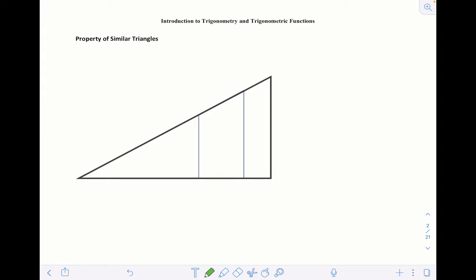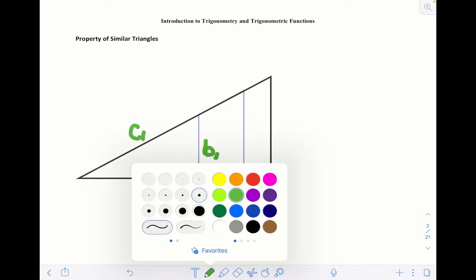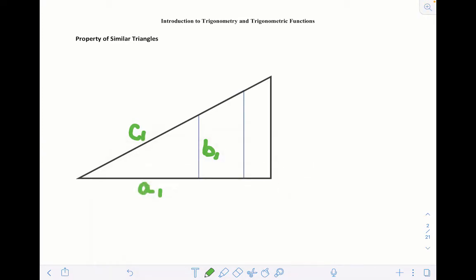Okay, before I go over anything else, I want to talk a little bit about similar triangles. So the idea of a similar triangle is, let's say I call this A sub 1, B sub 1, and C sub 1. What makes this similar to the other triangles? And let me actually give those some labels as well too.